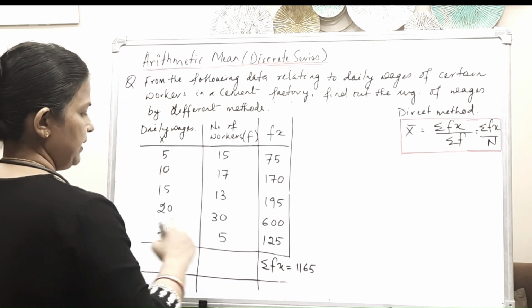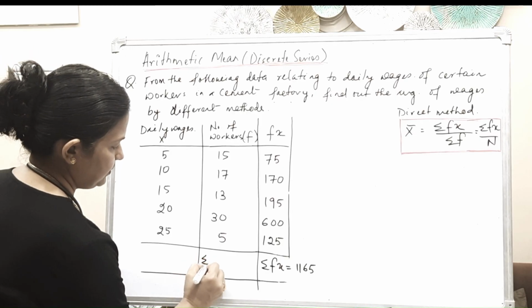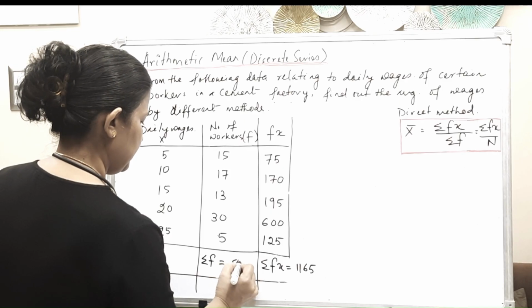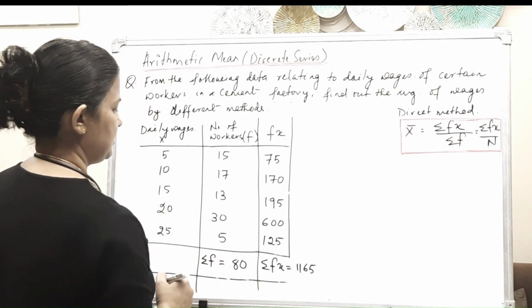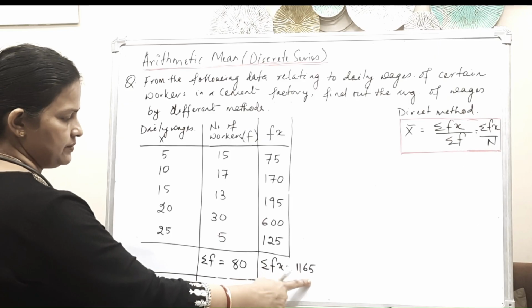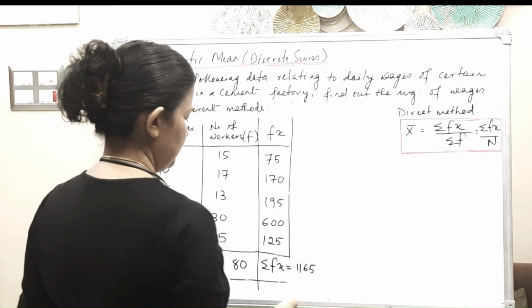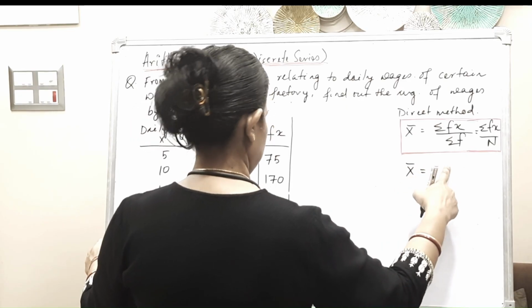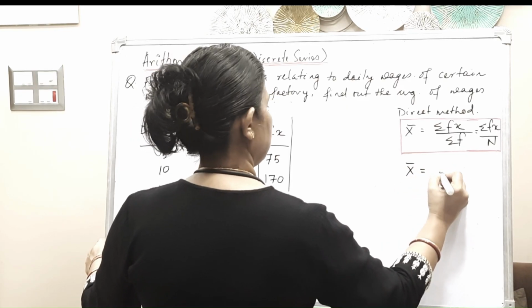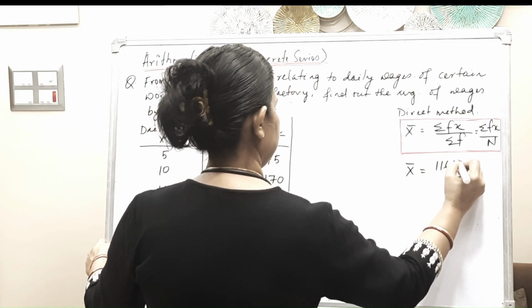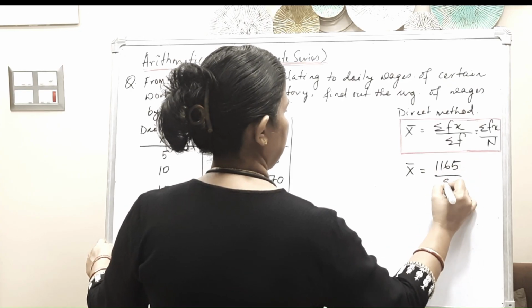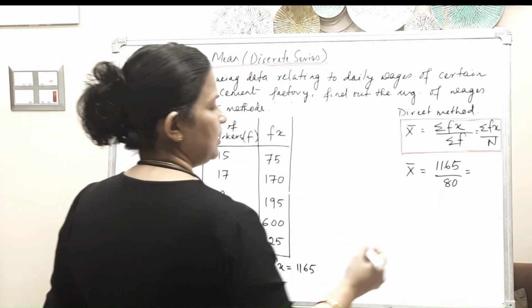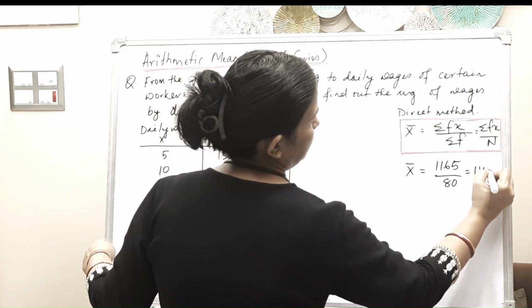Sigma of f is also needed for the formula. Sigma of f equals 80. So we can put these values into the formula. x bar equals 1165 divided by 80, which is equal to 14.56.